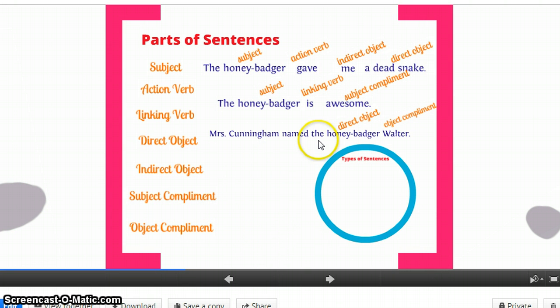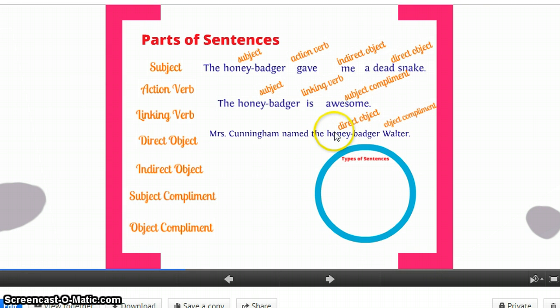So Ms. Cunningham named the honey badger Walter. The direct object is honey badger because it receives the action of being named, but Walter is what I renamed it. So it's not an indirect object. We're not being given, the honey badger is not being given Walter. It is complementing the direct object, honey badger.